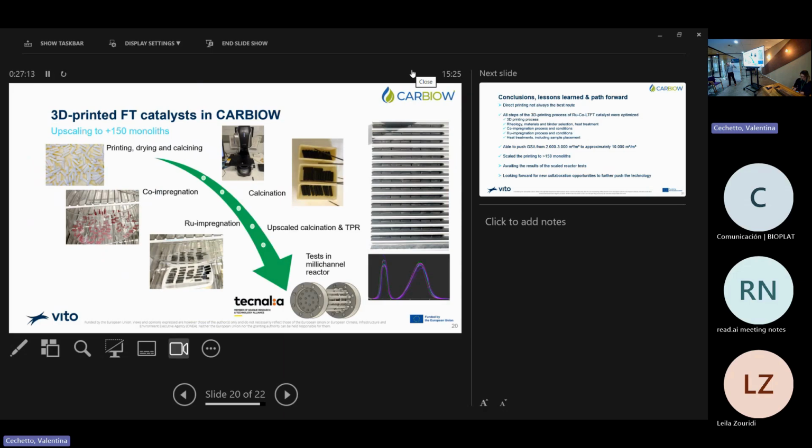So in the meantime, we upscaled the printing. We printed more than 150 monoliths in the reactor. We did the cobalt impregnation, ruthenium impregnation. We checked for every batch the TPR profile of some samples to see if we still made the same catalyst. And you can see on the right the monoliths which were produced and which were sent in the end to Technalia for testing. And currently we are waiting for results. I'm very looking forward to them. So let's see later.